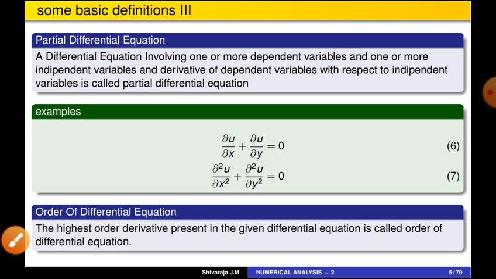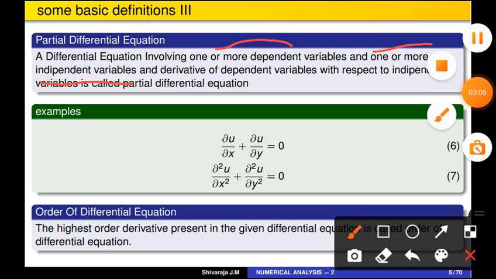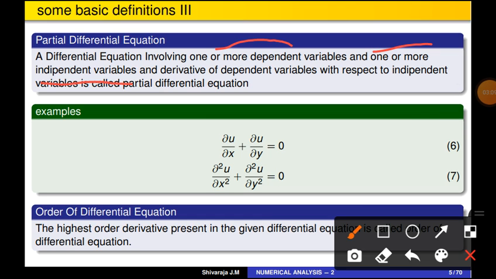Now let us see what a partial differential equation is. A partial differential equation involves one or more dependent variables and more than one independent variable, with partial derivatives of the dependent variables, and it is called a partial differential equation. These are examples of partial differential equations: dou u by dou x plus dou u by dou y equals 0, and dou square u by dou x square plus dou square u by dou y square equals 0.